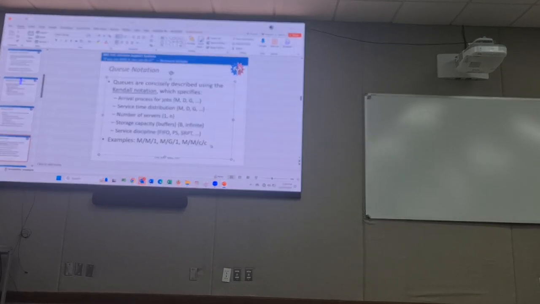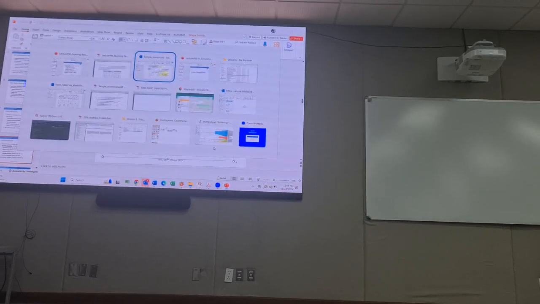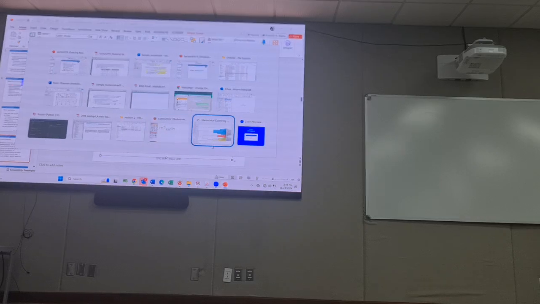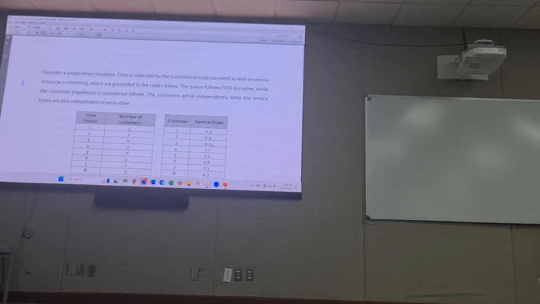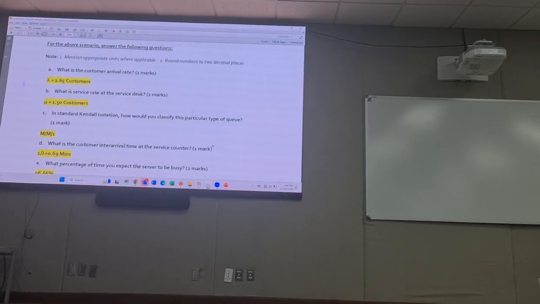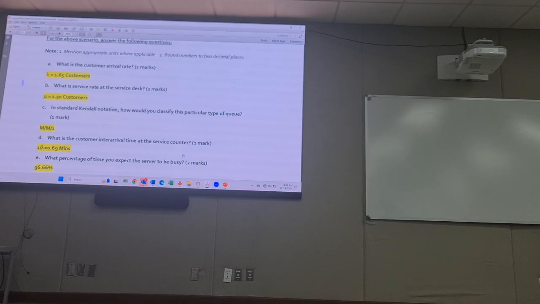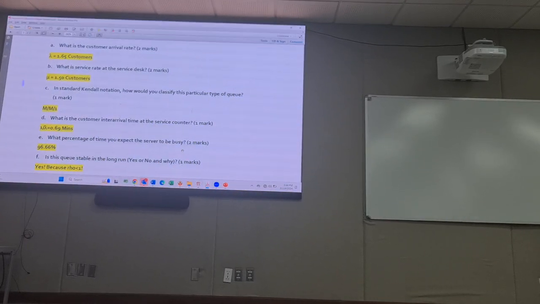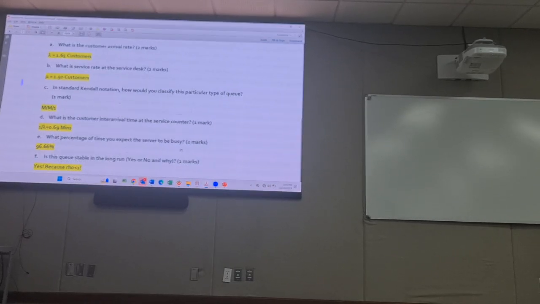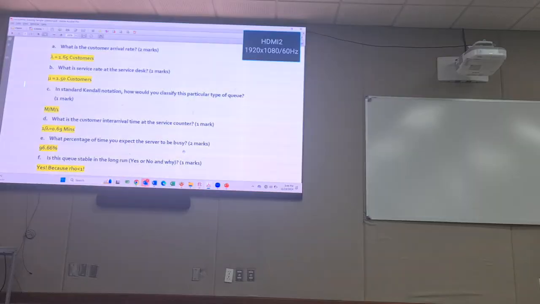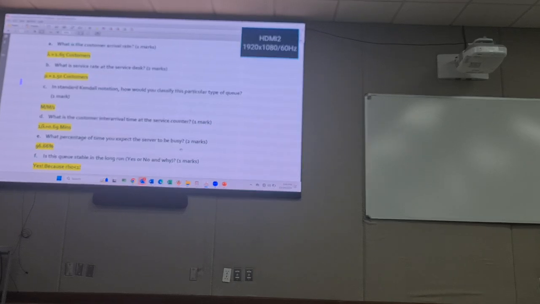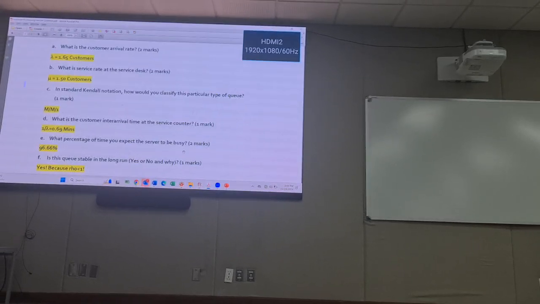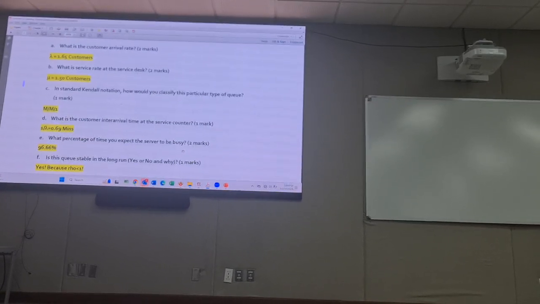Let's look at the next. So MM1. What is the customer inter-arrival time at the service counter? Inter-arrival time means time between arrivals. So you have the lambda, right? So 1 over lambda will give you time. It's as simple as that.